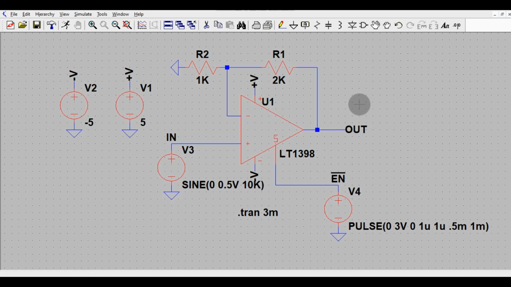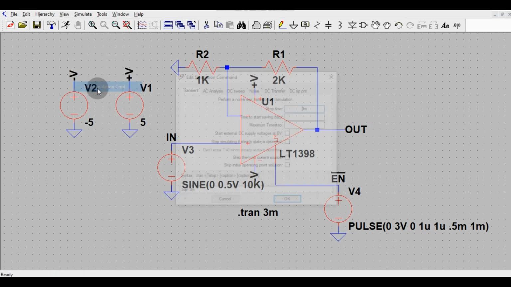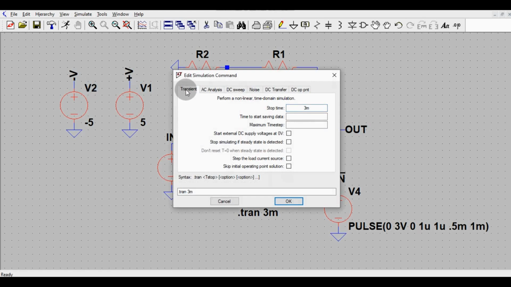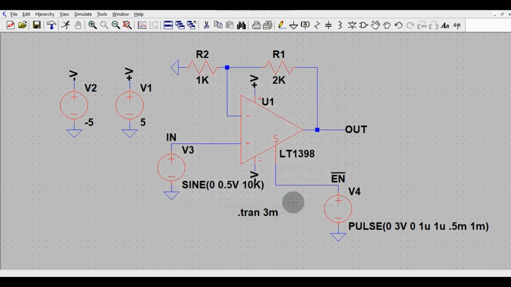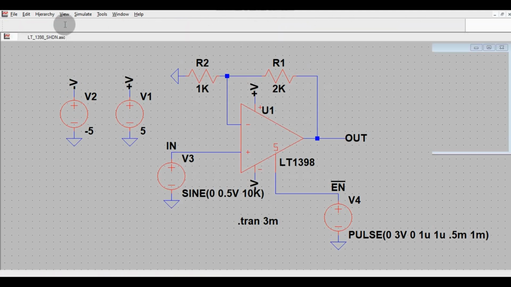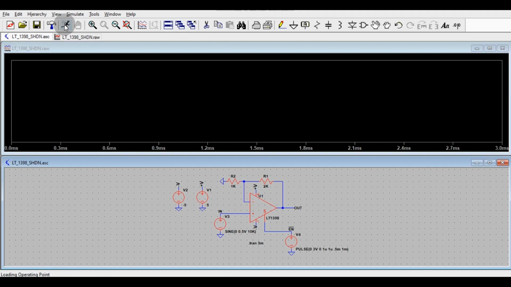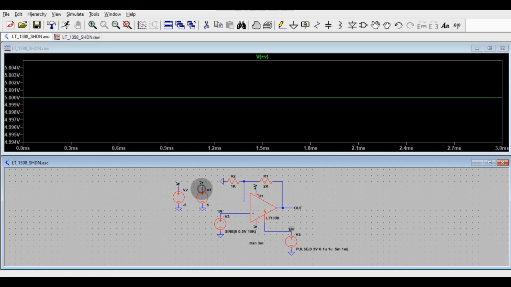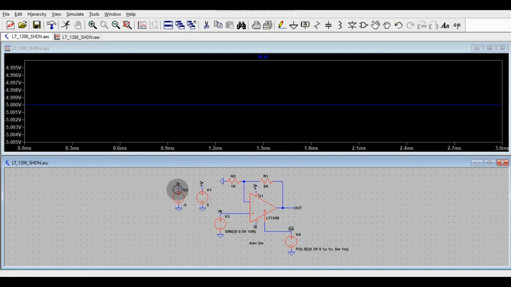So let us run the simulation and see the behavior of this op amp, right? To run the simulation, you have to go to Simulate, Edit Simulation Command, select Transient, and then write the stop time as 3 millisecond, right? Then click OK, and now click this run button. Now I will show you one by one. First let me show you the supply voltage for this op amp. This is 5 volt and this is minus 5 volt.